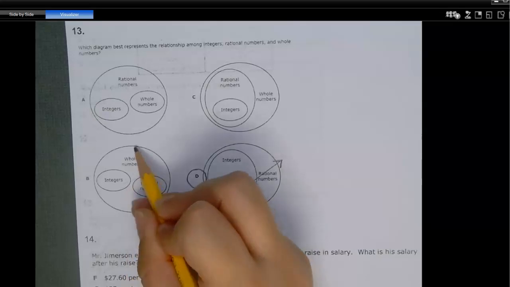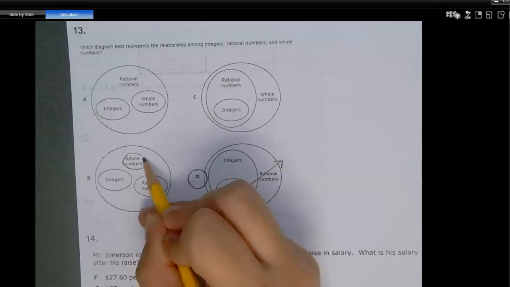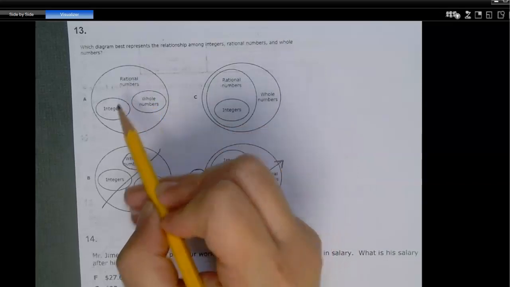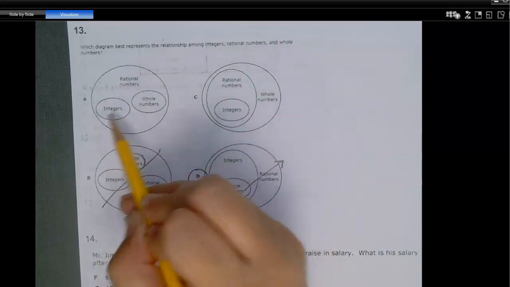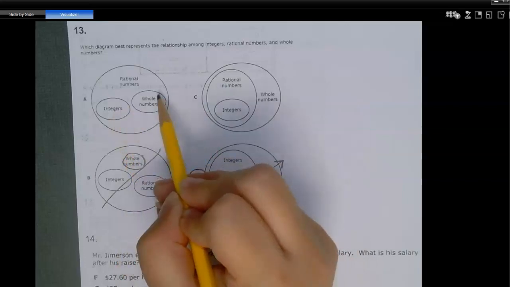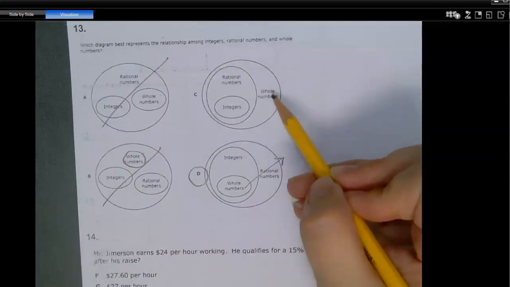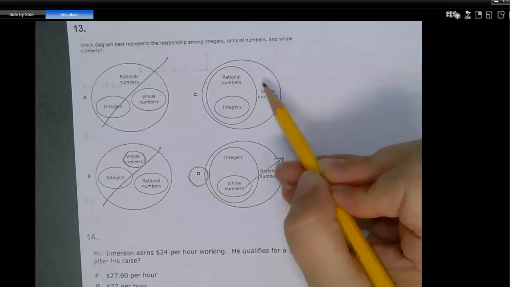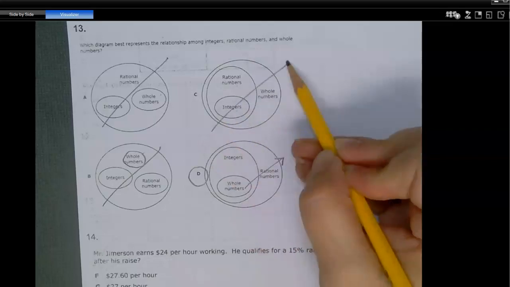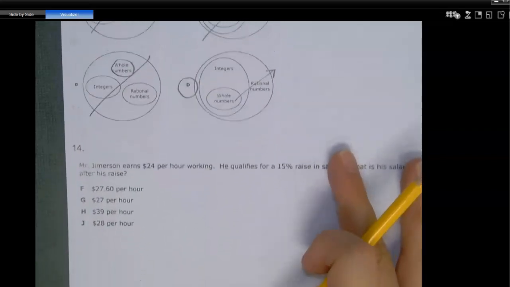This is saying that all of them are whole numbers, not true. This is saying that all of them are rational numbers, but that integers and whole numbers are two completely separate things. That's not true. Integers include positive whole numbers. And then this one is saying there's whole numbers, but there's also rational numbers, and some of the rational numbers are integers. That's also out of order. So your correct answer choice should be D.